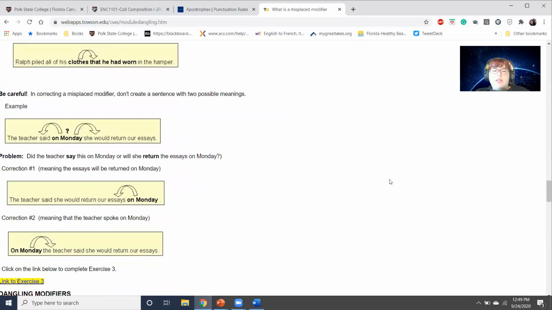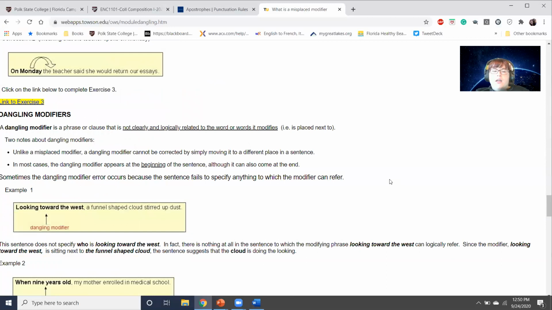The teacher said on Monday she would return our essays. Did the teacher say this on Monday, or will she return the essays on Monday? So it said she would return our essays on Monday. We want to make sure it's with the correct area. So you want to make sure that when you're correcting it, you don't put it in the wrong place. So if you meant that on Monday she said this, you can say on Monday the teacher said she would return our essays.